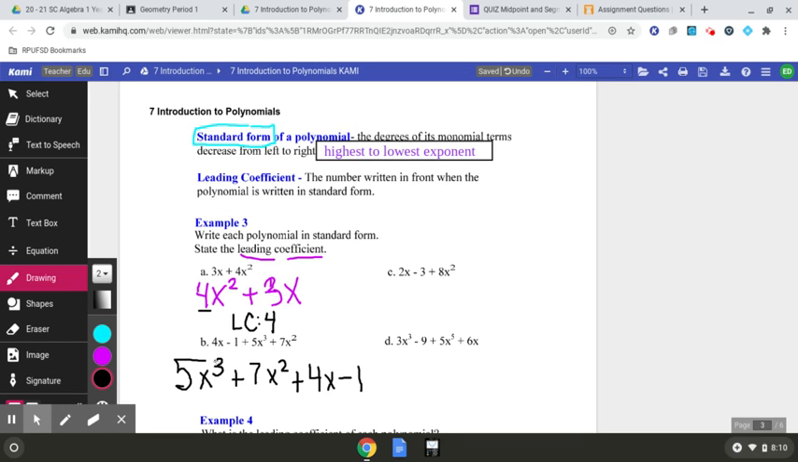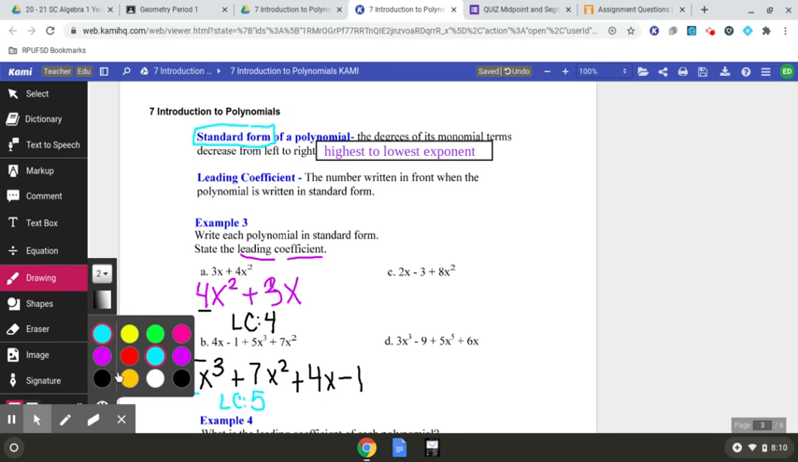I have a highest exponent of 3, then it goes to 2. This is technically a 1, and this has nothing. So now when I talk about my leading coefficient, because I'm in standard form, it's just the number that I see in the front, the leader. So in this case, it would be a +5.